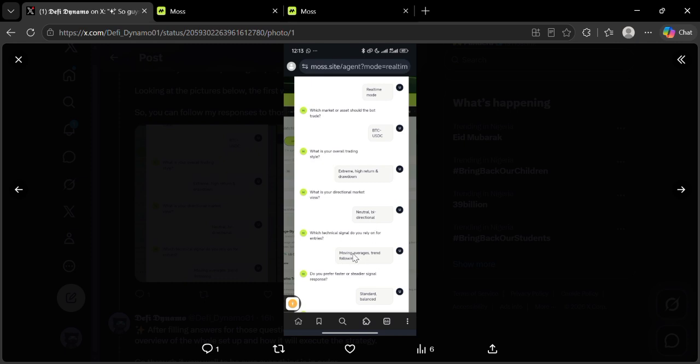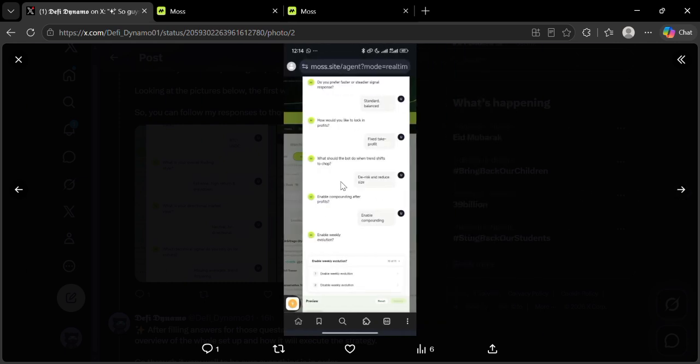I also chose an indicator that the AI agent will use. I chose moving average and trend following, so that it can follow the trend. When the market is in an uptrend, it will go long. When the market is in a downtrend, it will go short. Then the second page is the follow-up questions. How would you like it to lock in profit? Yes, because I would like it to lock in a fixed amount of profit for me.